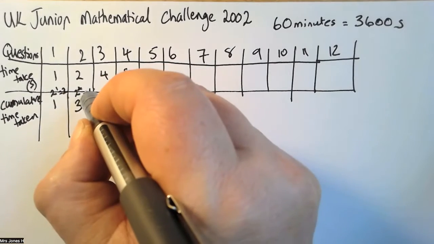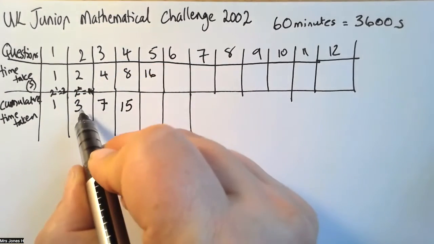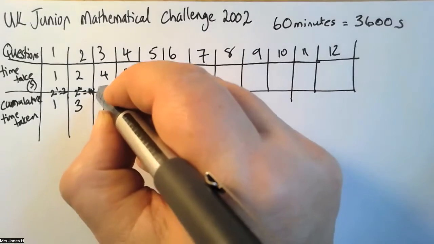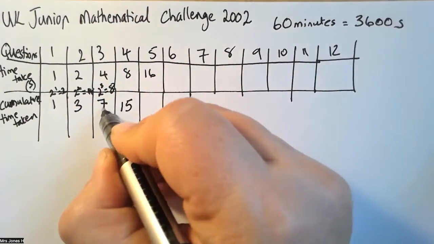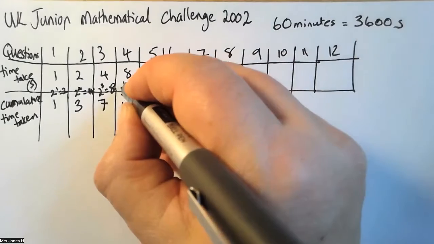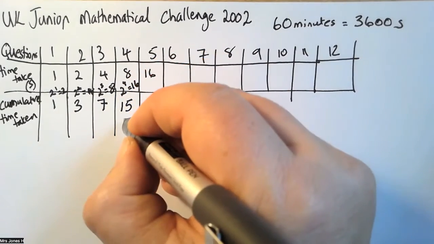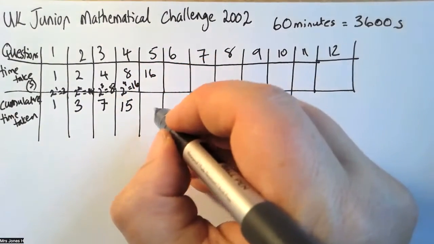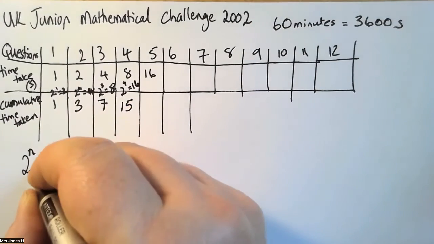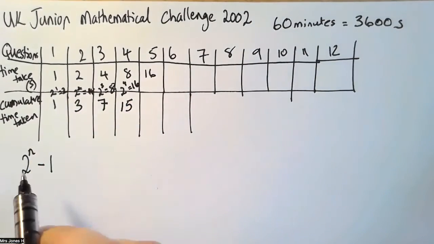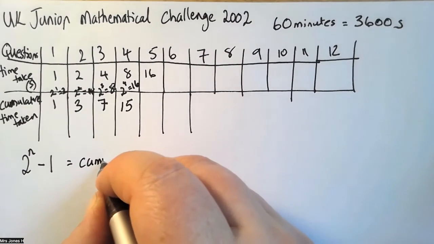2 to the power 1 is 2, 2 to the power 2 is 4, and we subtract 1 to get to 3. 2 to the power 3 is 8, subtract 1, get to 7. 2 to the power 4 is 16, subtract 1, we get to 15. So that's what we're doing all along here, and therefore the nth term is 2 to the power n, subtract 1 for the cumulative. This is the nth term for cumulative.